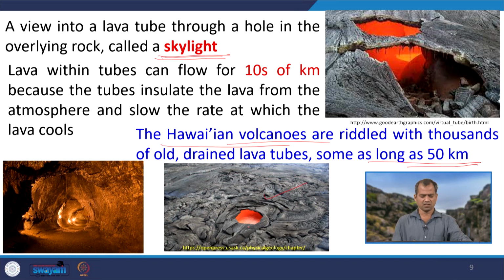Here you can see this lava tunnel is inside, the lava is inside, but the top surface is broken here, forming the skylight. And here is the lava tunnel, and the diameter of the tunnel may be more than the height of a human being. A human being can travel, and a small vehicle can travel inside without any hindrance. So, this is the height of a lava tunnel.